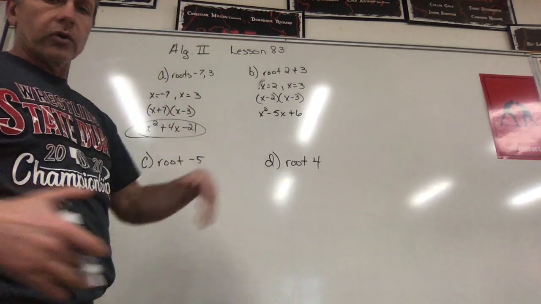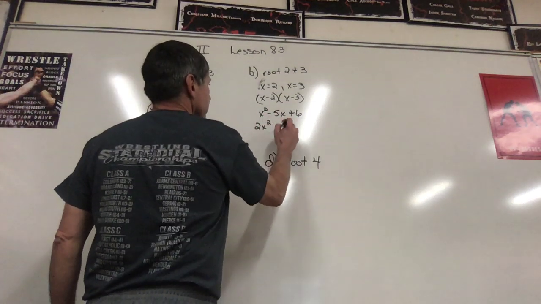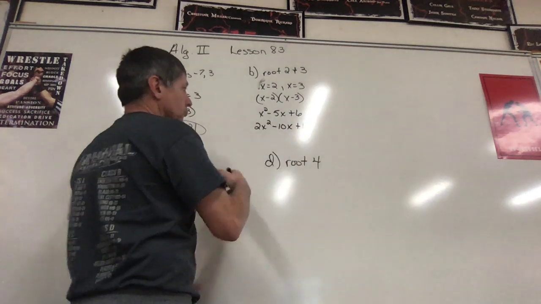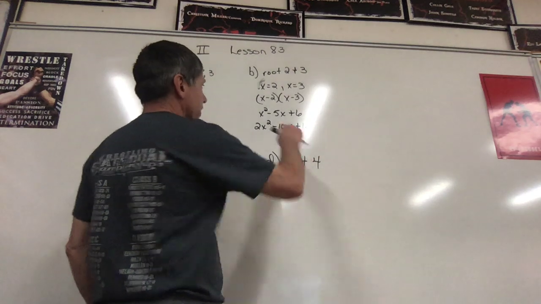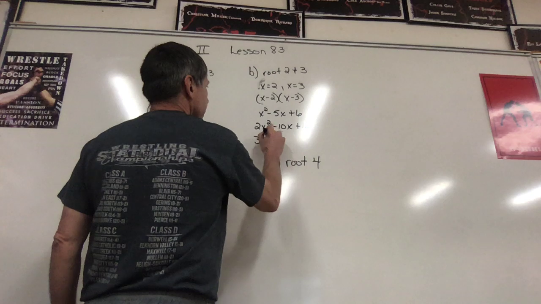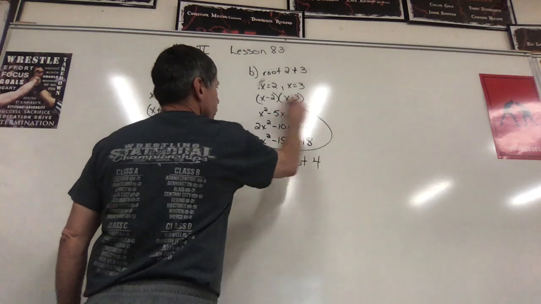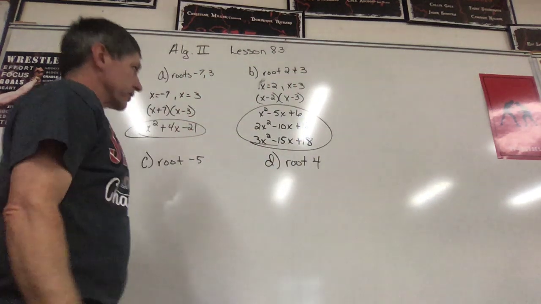Multiply the whole equation by whatever you want. I'll multiply it by 2. So this here is equivalent to that one. Multiply everything by 3 or choose whatever number you want, but multiply the entire equation by the same thing. So if I multiply by 3, I get 3x squared minus 15x plus 18. All 3 of those will give me 2 and 3 as my roots.